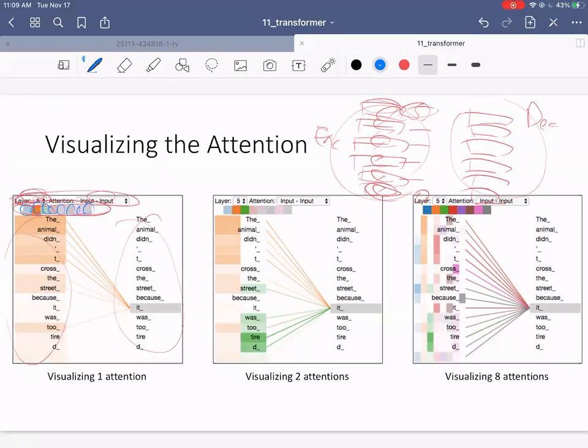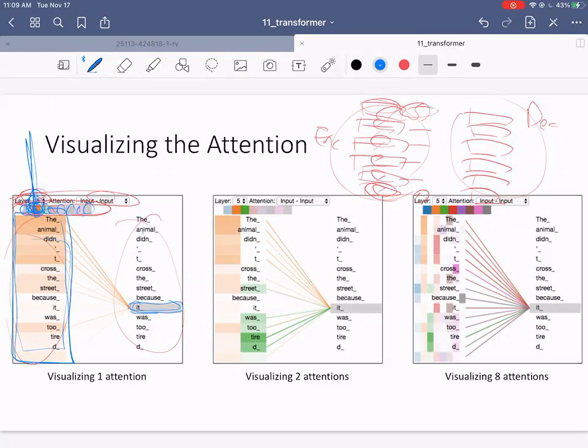Currently, I think we're looking at the second attention head, because this is orange and this is also orange. And this attention is given by this word, it. The sentence is, the animal didn't cross the street because it was too tired. And the attention given by it in this particular attention head looks like this.